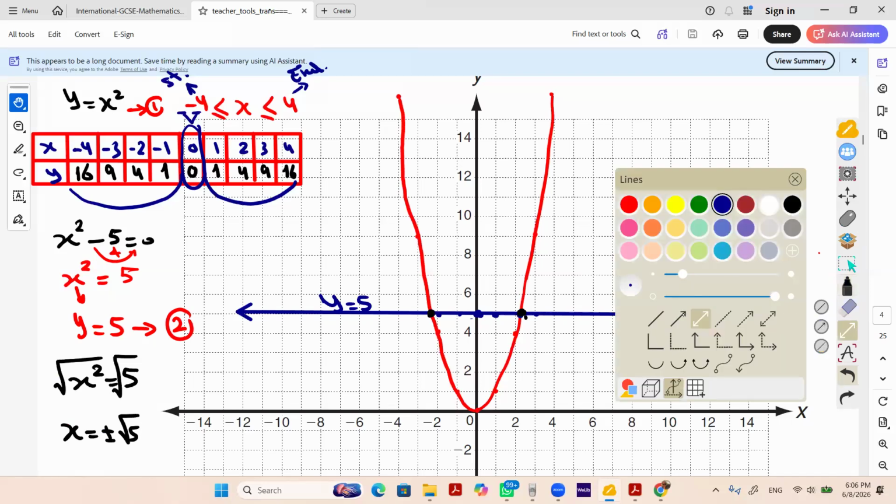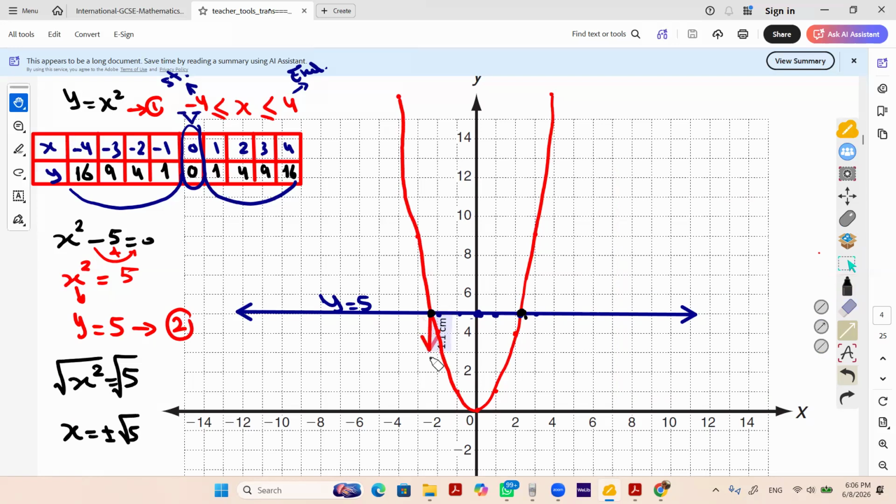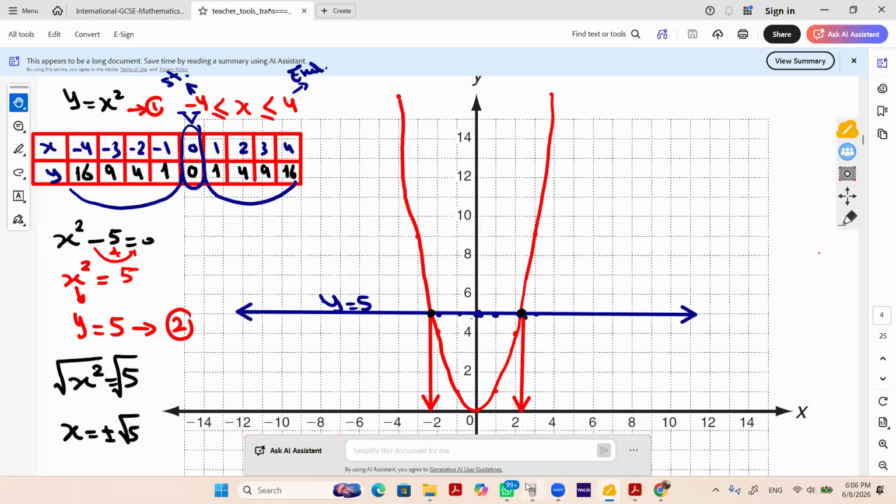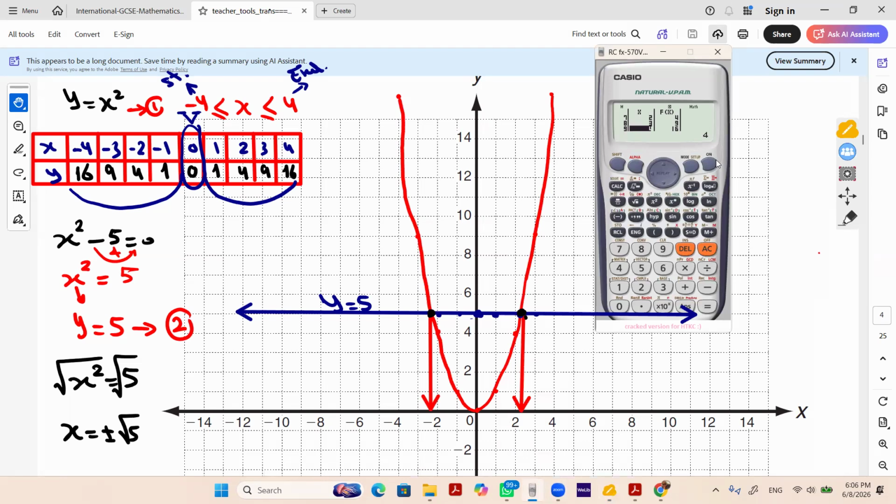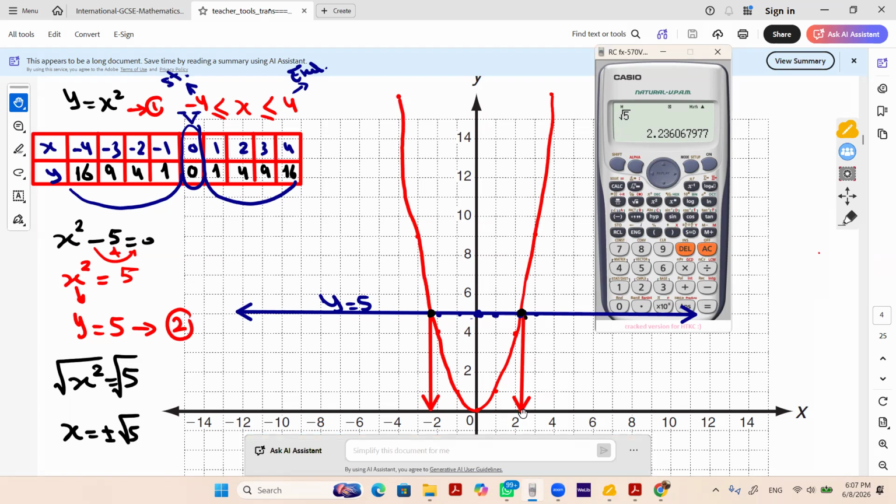And this means that the intersection points are at this point and this point. If we calculate root 5, you will find its decimal value. Let's see together. Mode 1 to change the mode of the calculator. Root 5, in the form of root 5. Press SD. It will be 2.2, which is this point. And when it is negative, it's negative 2.2.